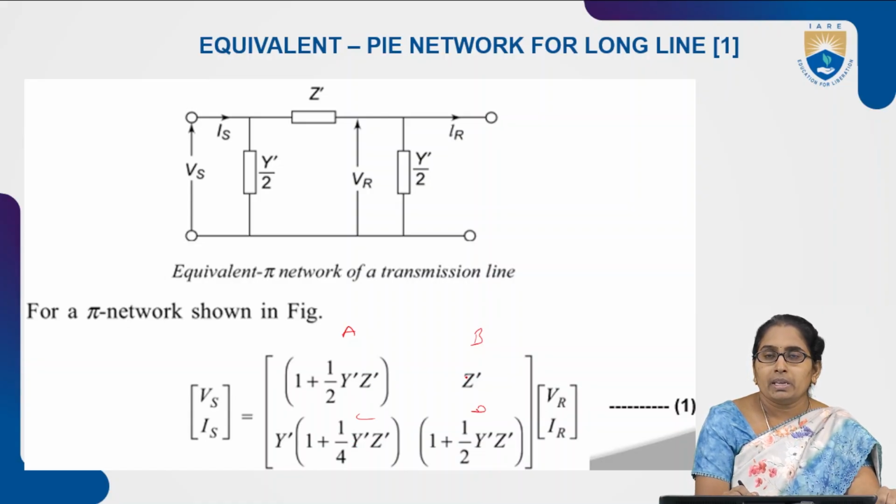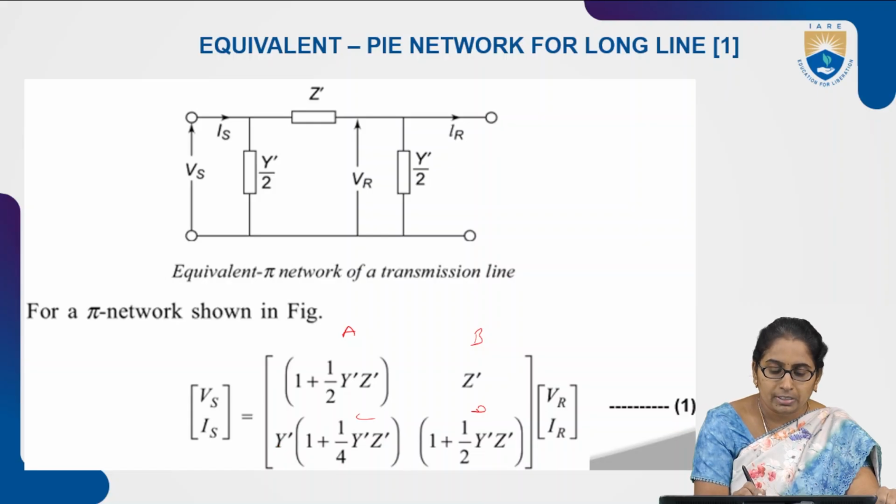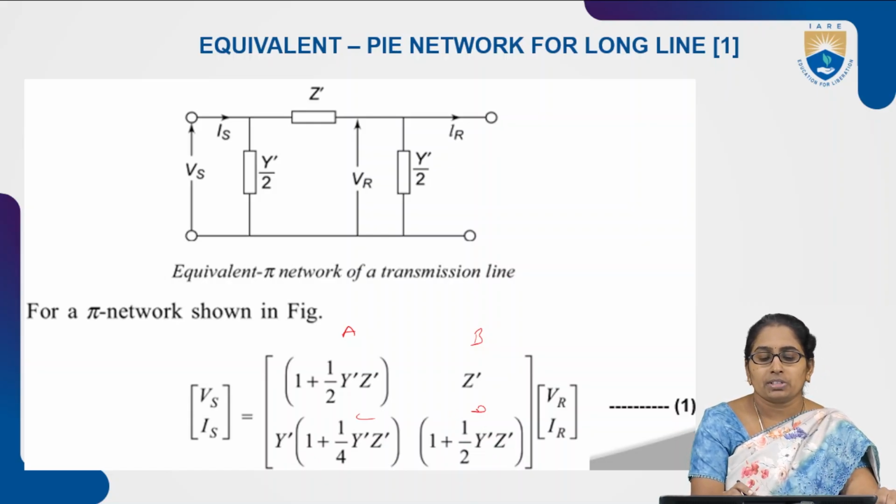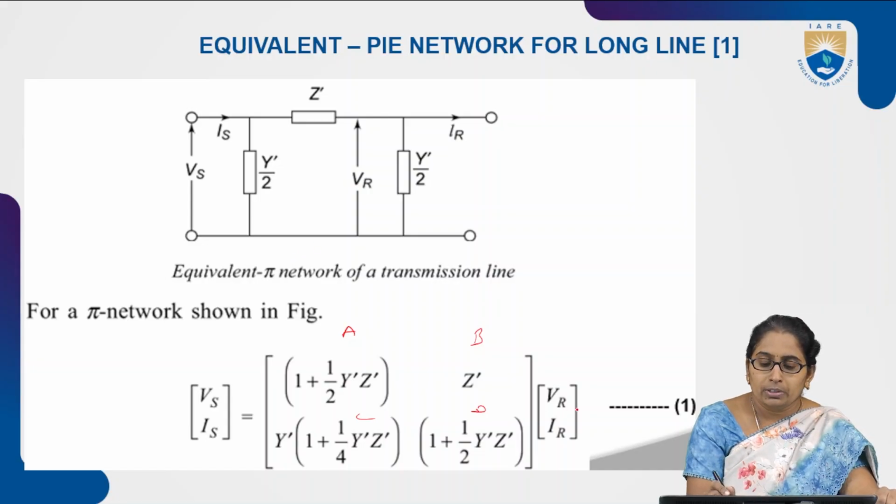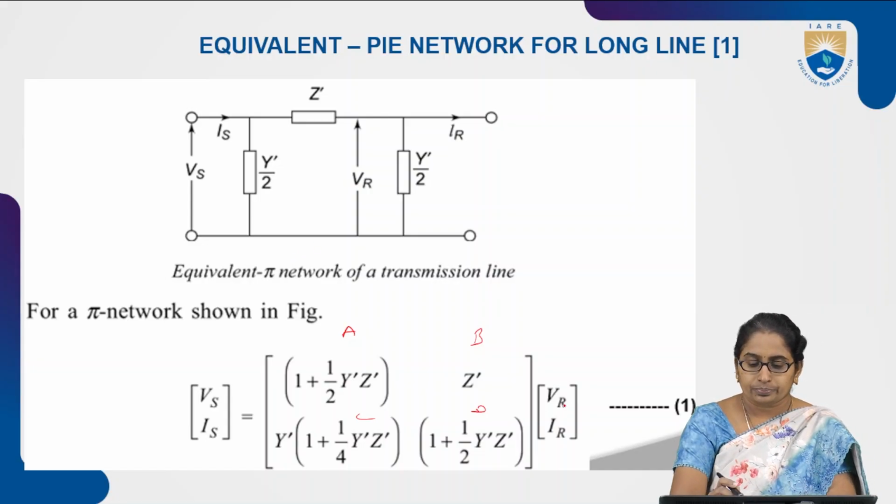B constant is Z dash for the equivalent pi network. C constant is Y dash into 1 plus 1 by 4 Y dash Z dash, and D is equal to A, that is 1 plus YZ by 2, where Y and Z mean Y dash and Z dash for the network shown above, into VR and IR.